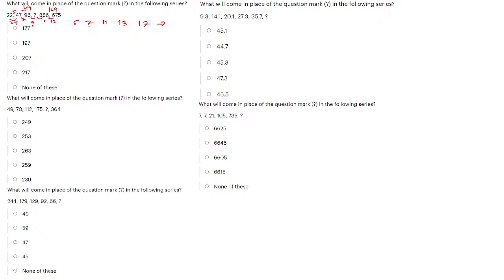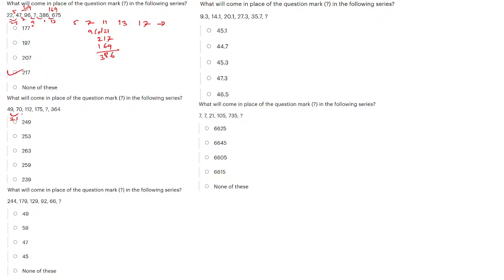So if this is the scenario, that is 121 added to 96, 96 added to 96, this will give you 217, right? 217 plus 169, 386. So our answer is 217, right?